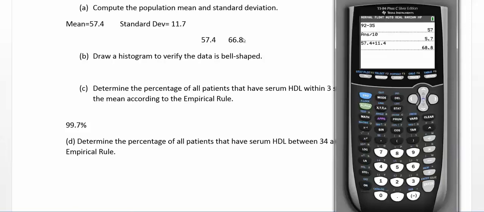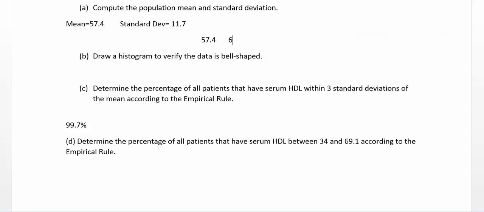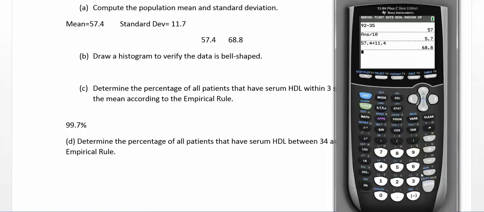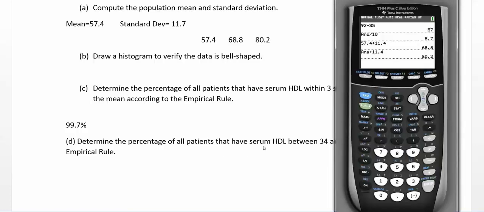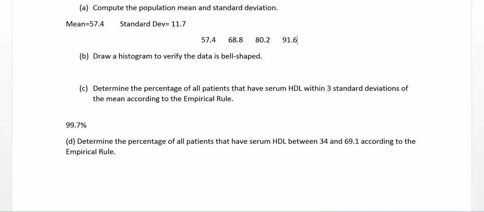Sorry, 68.8. All right, and if we keep adding, I'm going somewhere with this. So if I add 11.4, I get 80.2. So now I'm 2 standard deviations above. And if I add another 11.4, I'm at 91.6. All right, so let's go. I'm going to highlight this so it stands out.